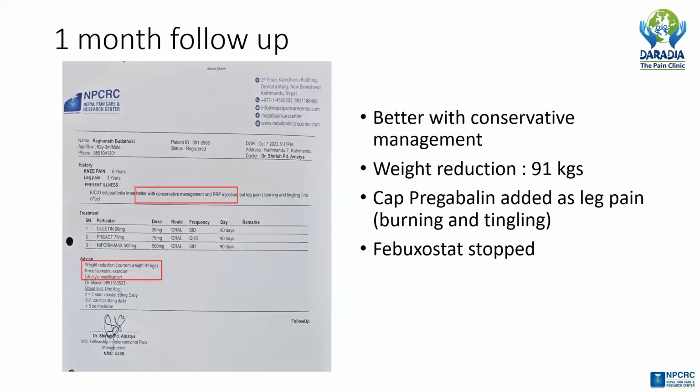Uric acid treatment is a continuous process. So you have to check it, and you have to continue the doses as well as the dietary restriction depending on the uric acid level. It's just like the treatment of diabetes.